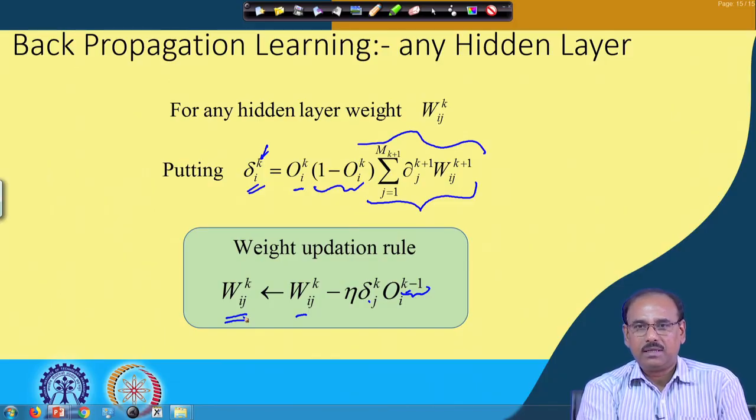And you find that here the error function that we have considered is the sum of squared error, which is also known as quadratic error. In our next class, we will try to see what problem we face with the quadratic error and what sort of remedy we can have.